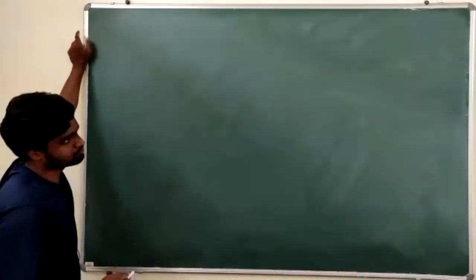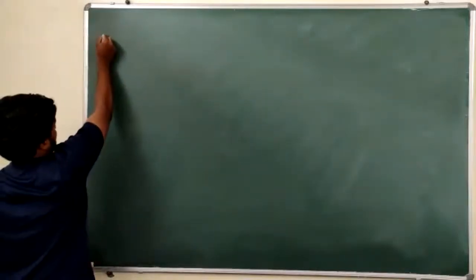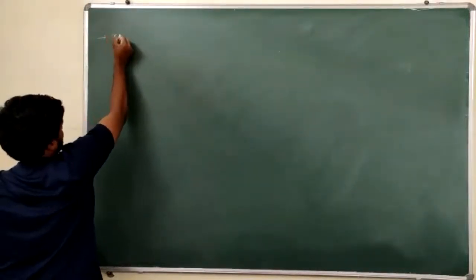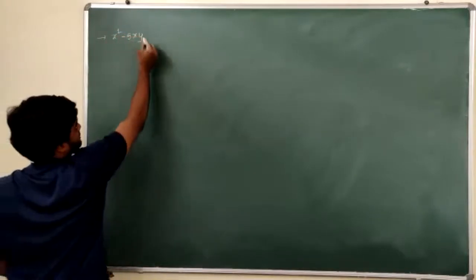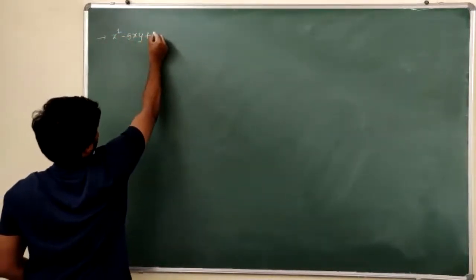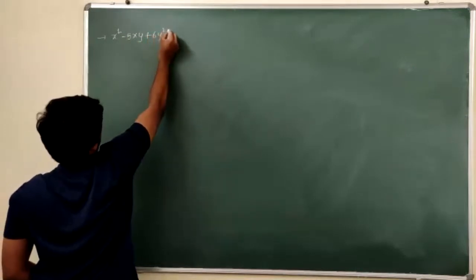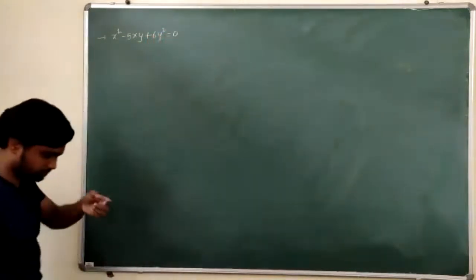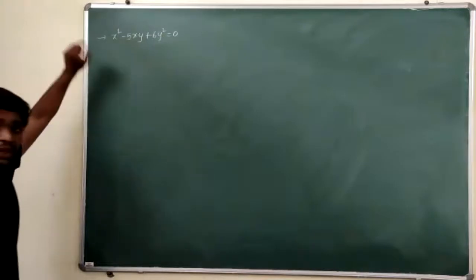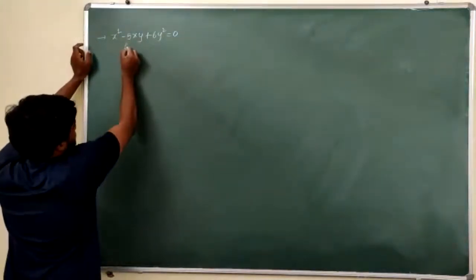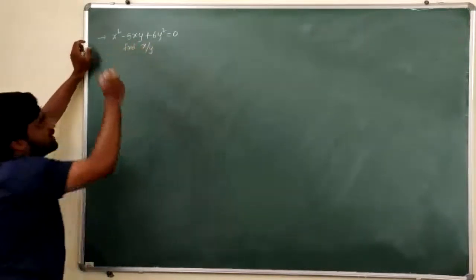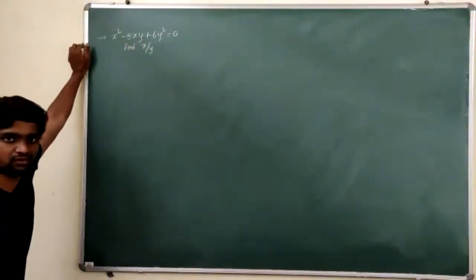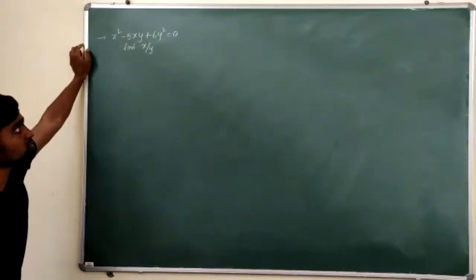Now, x square minus 5xy plus 6y square is equal to 0. Find the value of x by y. It's not solve. Find the value of x by y, not x and y. Okay, you cannot get both. Find x by y.